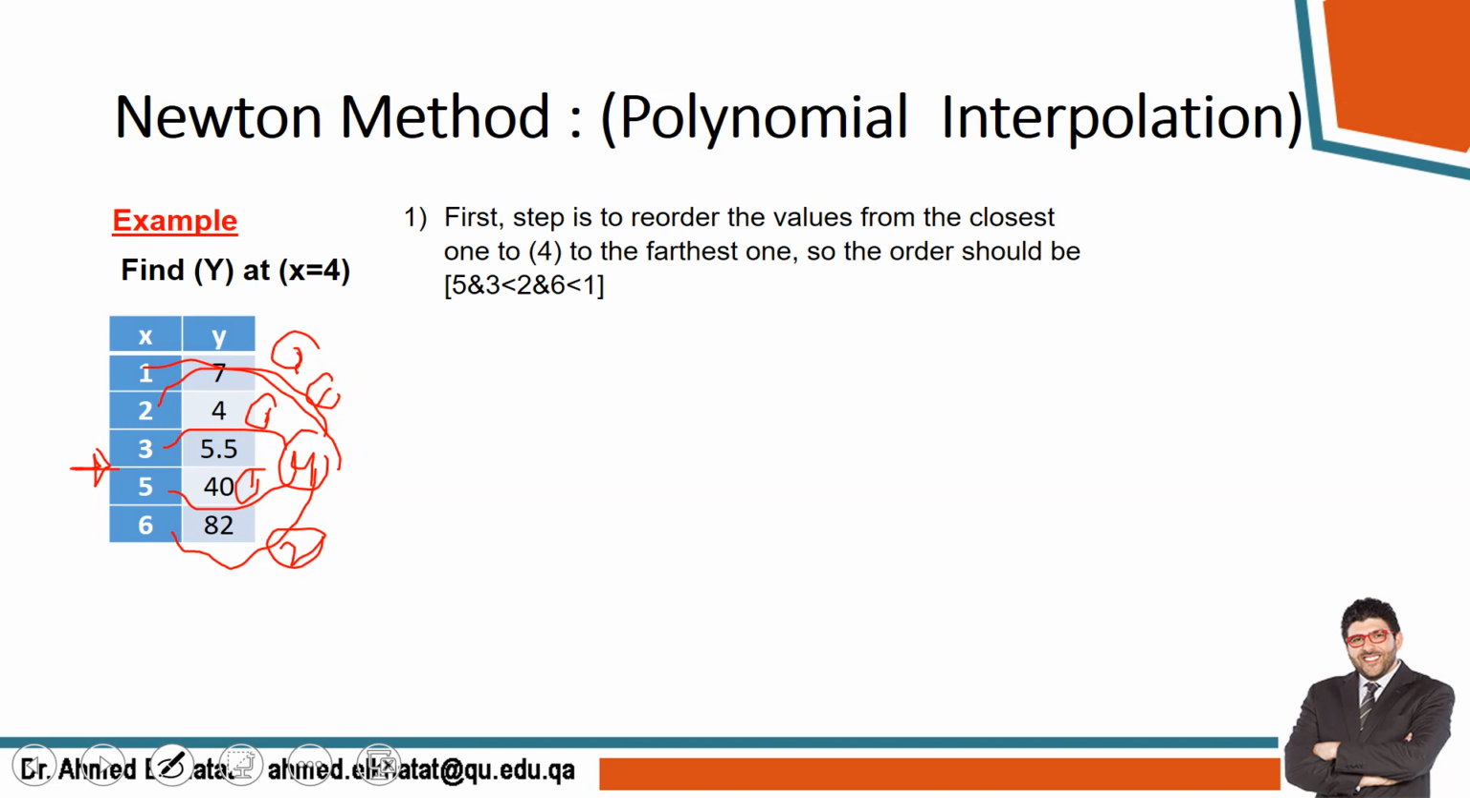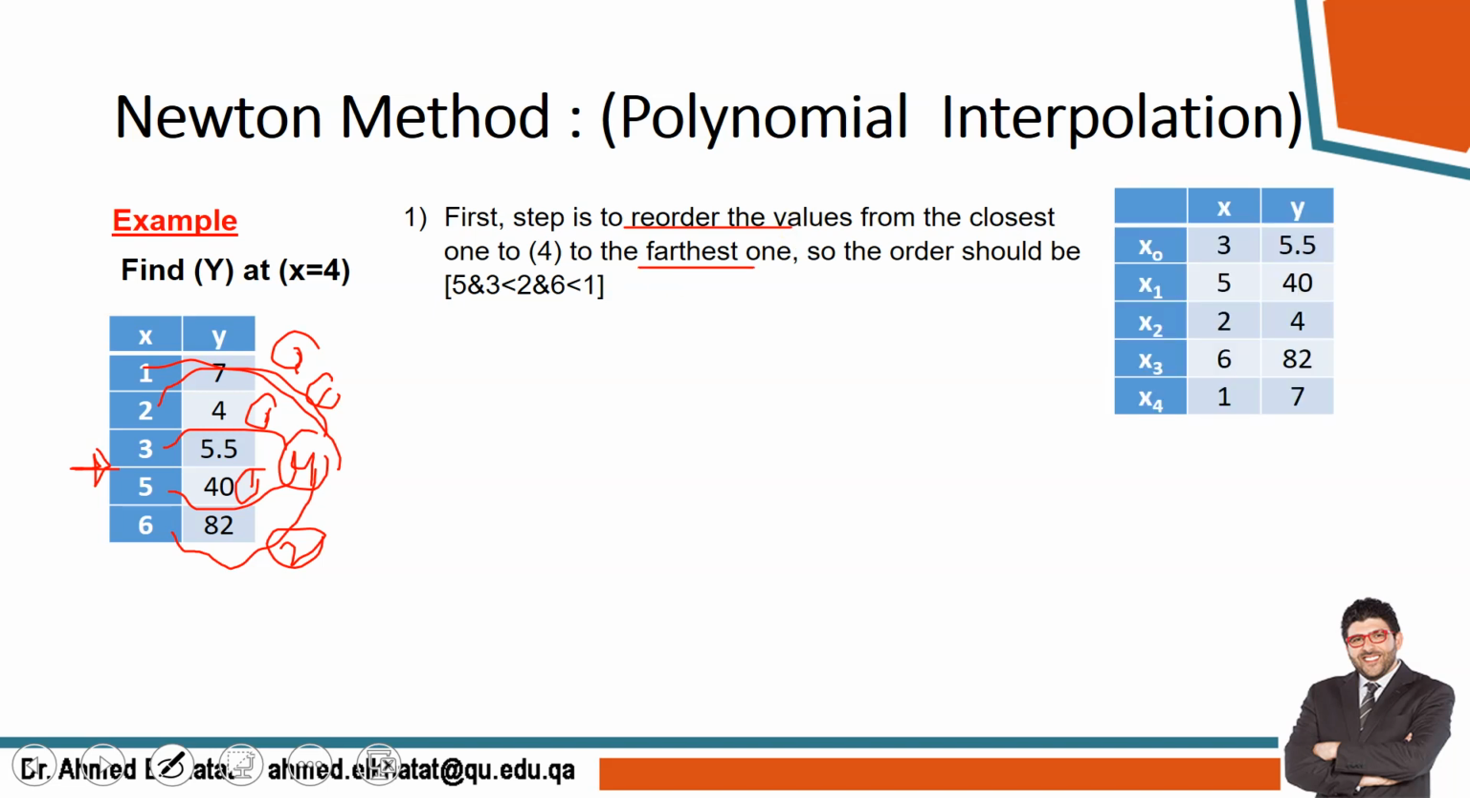So the first step is to reorder the values from the closest one to the farthest one. This will be the new order: x0, x1, x2, x3, and x4.